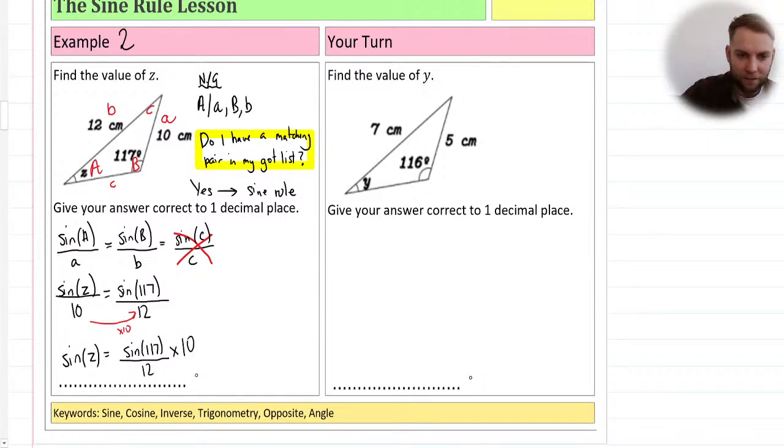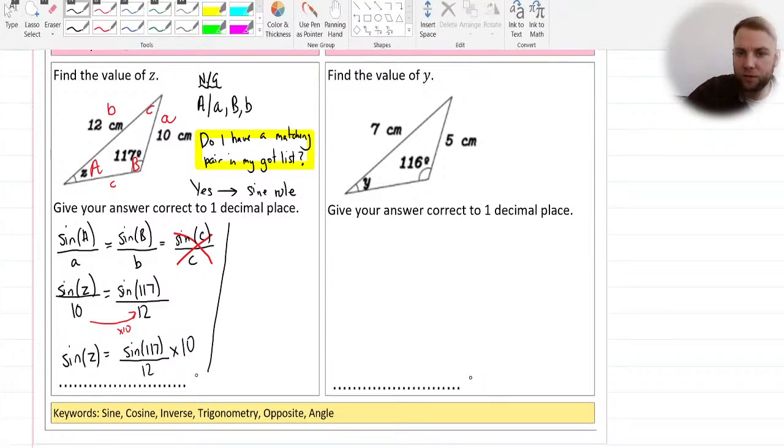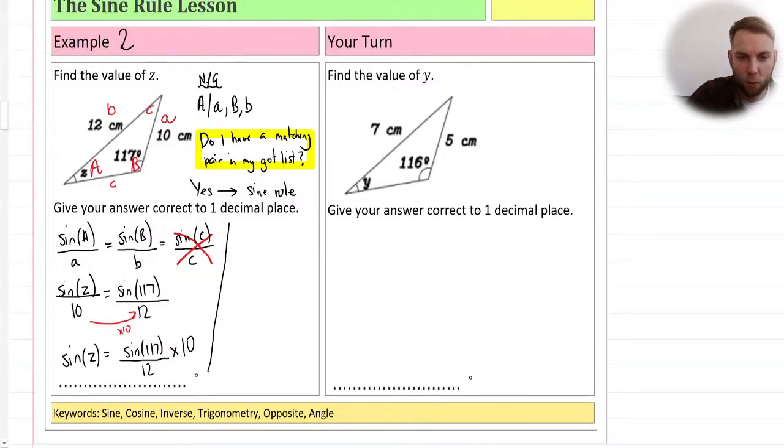Now I've not quite finished here, and I think you probably know why that is. I don't want to try and find out what sine of Z is. I want to find out what just Z is, exactly what the angle is. So this part here, this is what I'm dealing with. Let's copy it and move it.